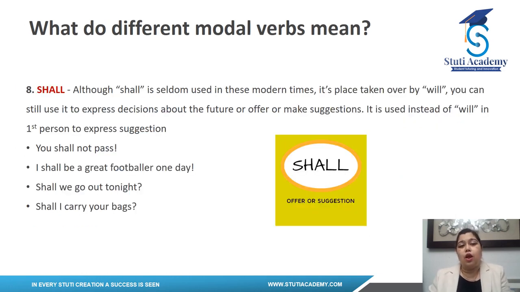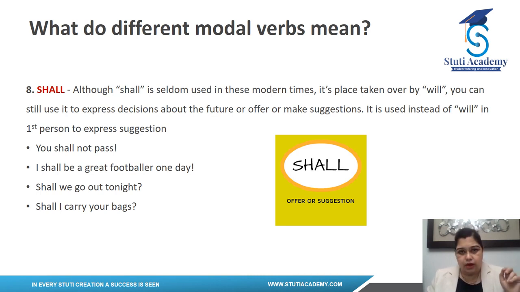Now, what's this next modal verb doing? Shall. Shall is seldom used these days. In modern times, we don't use shall much, and it's been taken over by this word will. Let's have a look at this. Shall is still used to express decisions about the future or to offer or make suggestions. So it is used instead of will, as I said.